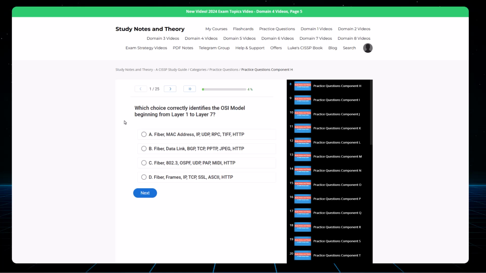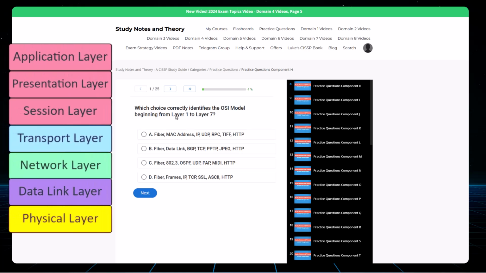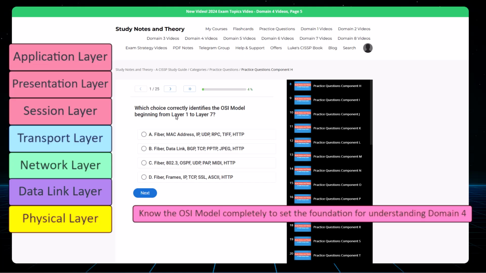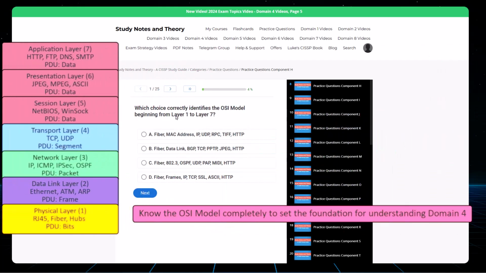Which choice correctly identifies the OSI model beginning from layer 1 to layer 7? Okay, this should be easy. I'm a network security engineer by trade. This should come easy. And really, if you know the OSI model for the CISSP exam, then you have a pretty good firm grip on domain 4 itself. You can't just know layer 1 is the physical layer. You got to know the components of it, the protocols, and everything that goes into it, the PDUs, all that kind of stuff.